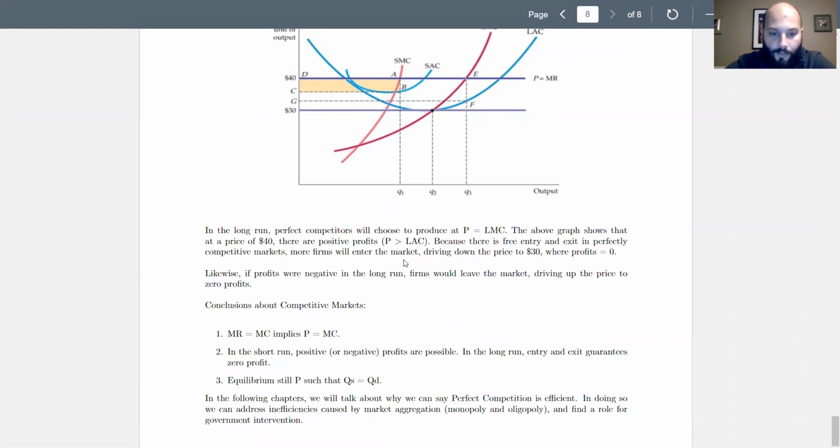We also are going to maintain the idea, although we haven't really looked at a graph, that equilibrium is still a price such that quantity supplied equals quantity demanded. We've been focusing mostly here on the supply side.